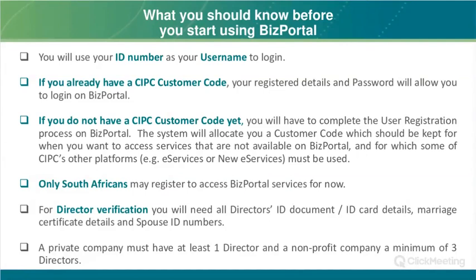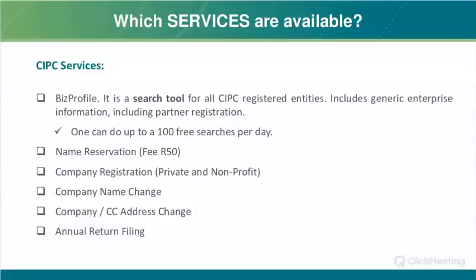Only South African nationals may register to access the Biz Portal services for now. For director verification, you will need all the directors' ID documents or ID card details, the marriage certificate details, and their spouse's ID number. A private company must have at least one director, and a non-profit company a minimum of 3 directors.